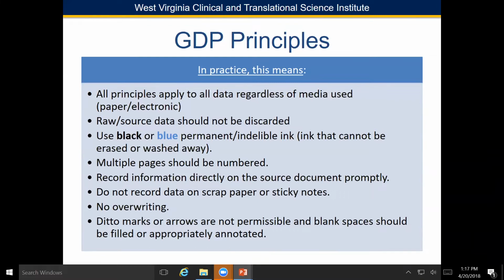No overwriting, and ditto marks, which are like the quotation marks that say "same as above," or arrows are not permissible, and blank spaces should be filled or appropriately annotated.